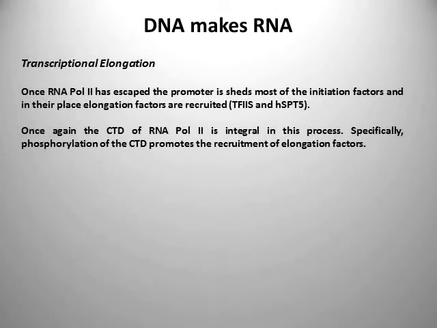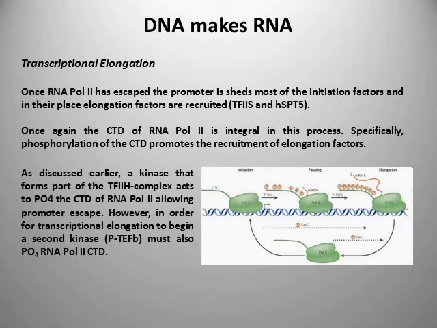So once all these general transcription factors like TFIID and TFIIB fall away from the promoter and elongation begins, you get other transcription factors being recruited, including TFIIS and this human SPT5 protein. Again, it's the C-terminal domain of RNA polymerase II which is really important in the recruitment of these different transcription factors. And different phosphorylation patterns on the C-terminal domain promote the recruitment of different elongation factors throughout transcription. So whilst it's a kinase within TFIIH which initially phosphorylates the C-terminal domain and allows RNA polymerase II to escape the promoter, it's actually a second, separate kinase which really kickstarts transcription properly.